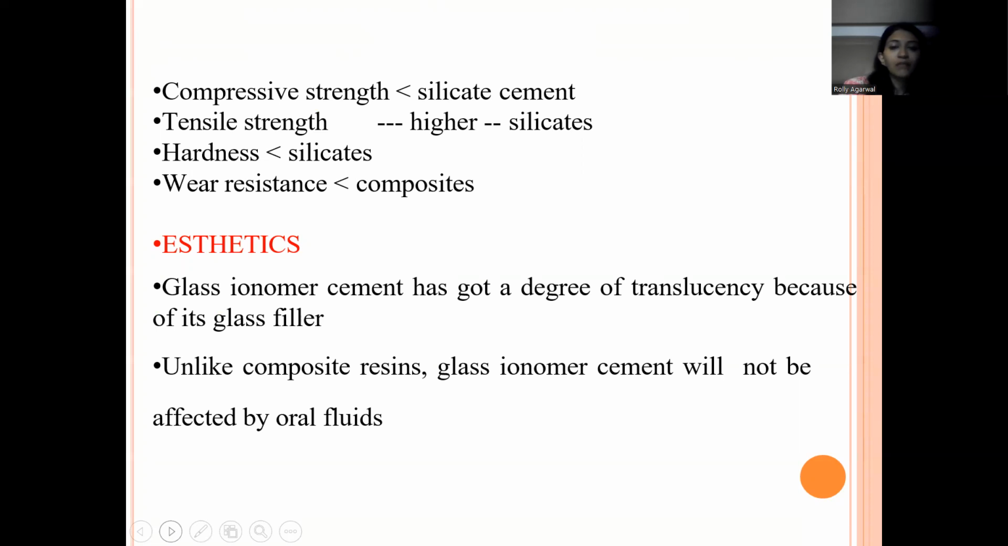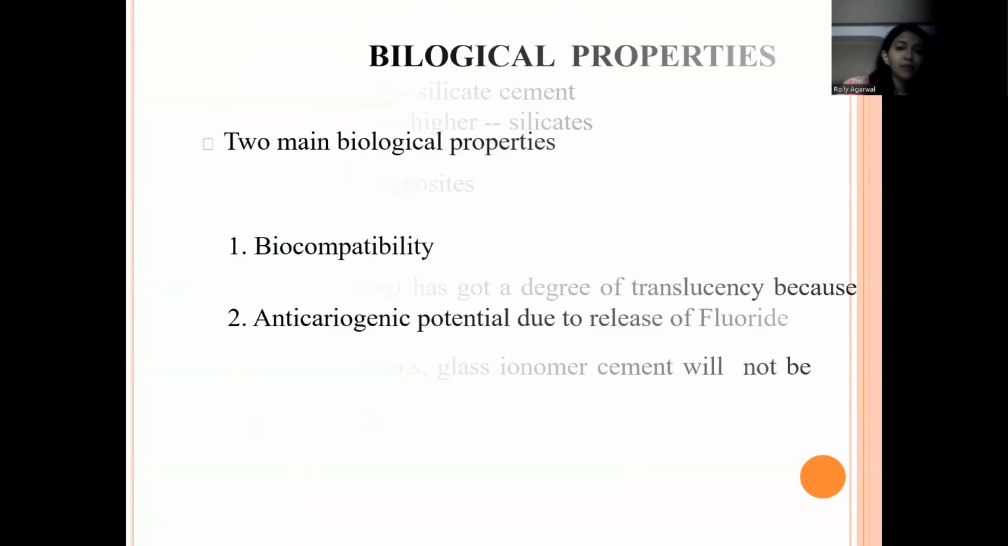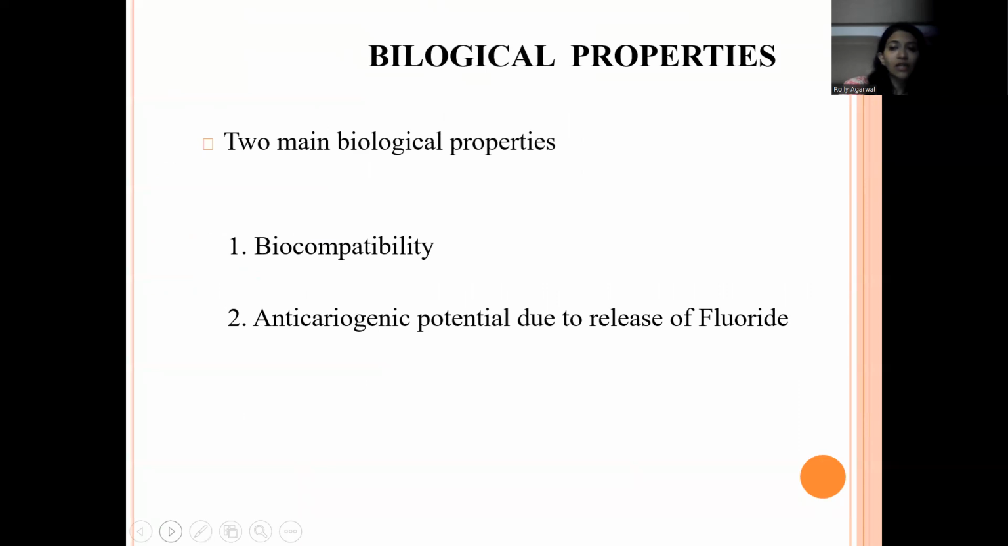Now, there's no point in comparing with silicate cement. This is only for theoretical purposes. The wear resistance is less than composites, hardness is less than silicates, tensile strength is almost comparable, and compressive strength is greater. Aesthetics: glass ionomer cement has a degree of translucency because of its glass content. Unlike composite resins, glass ionomer cement will not be affected by oral fluids once it has set or has reached the post-gel maturation phase.